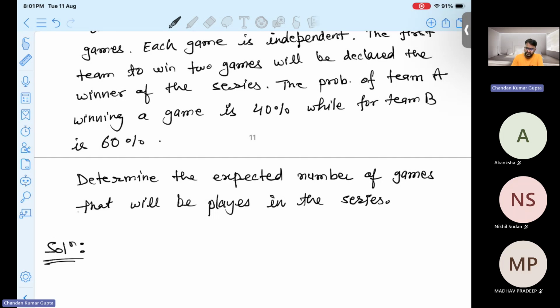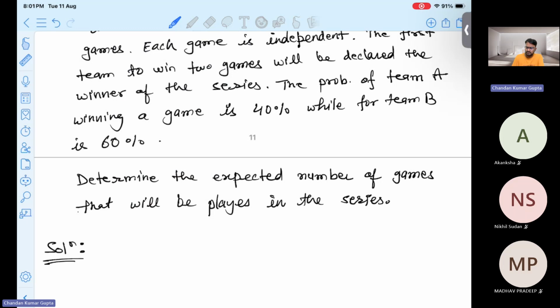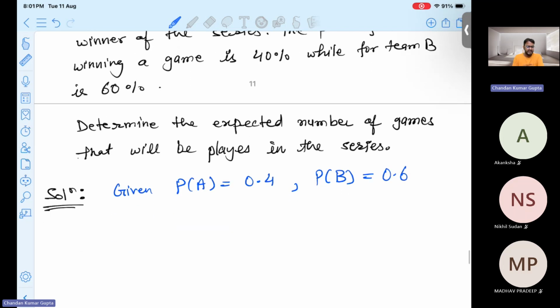We are given that the probability that team A wins is 40%, that is 0.4, and the probability that B wins is 0.6. There is no tie and all. So this is what we are given.